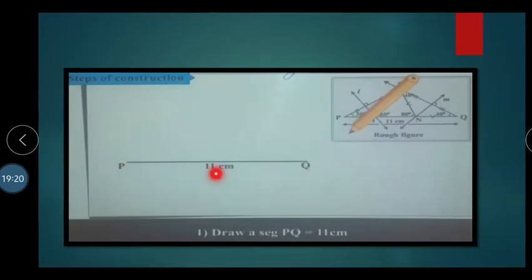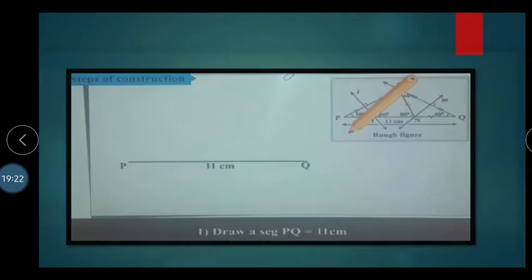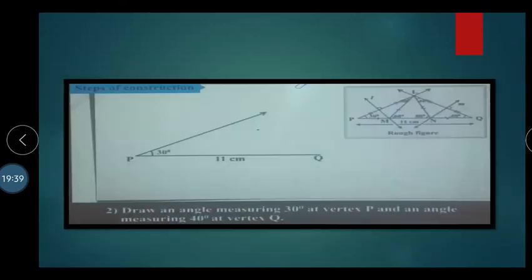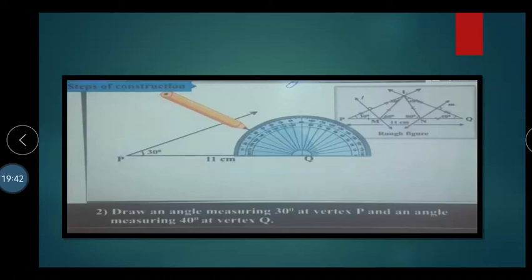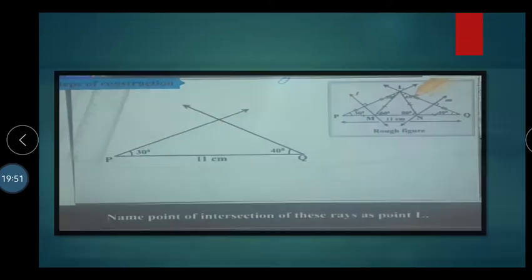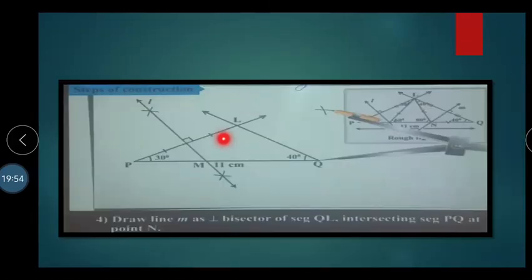Step number 1. Draw seg PQ of 11 cm. Step number 2. Draw an angle of 30 degrees from vertex P and from vertex Q an angle of 40 degrees. This is the way your angles will be formed, children. The rays where they are meeting, we will name as point L. This is our point L.